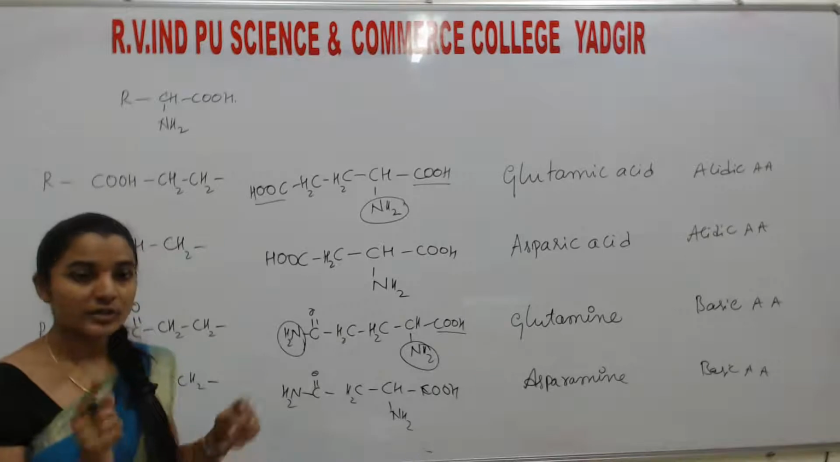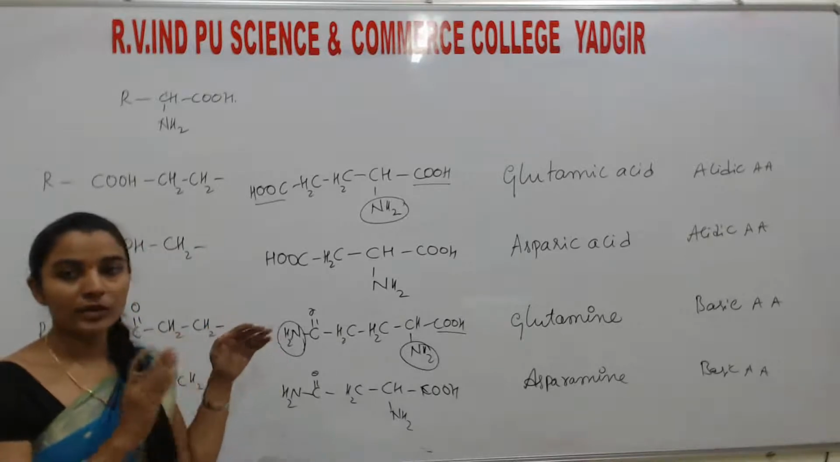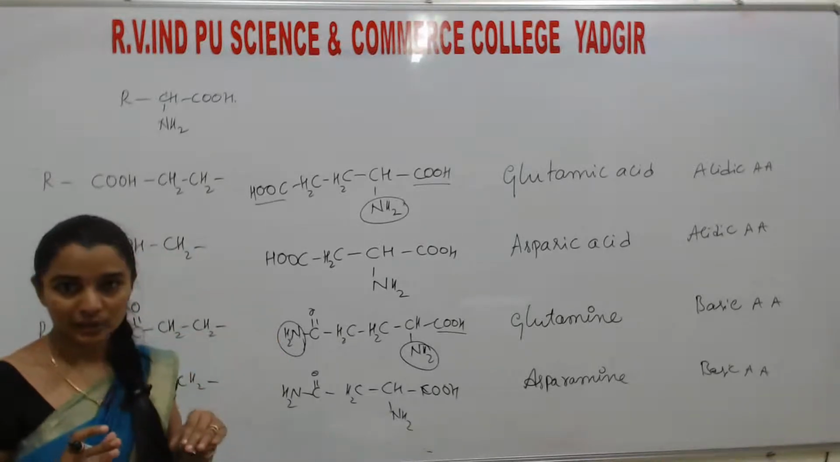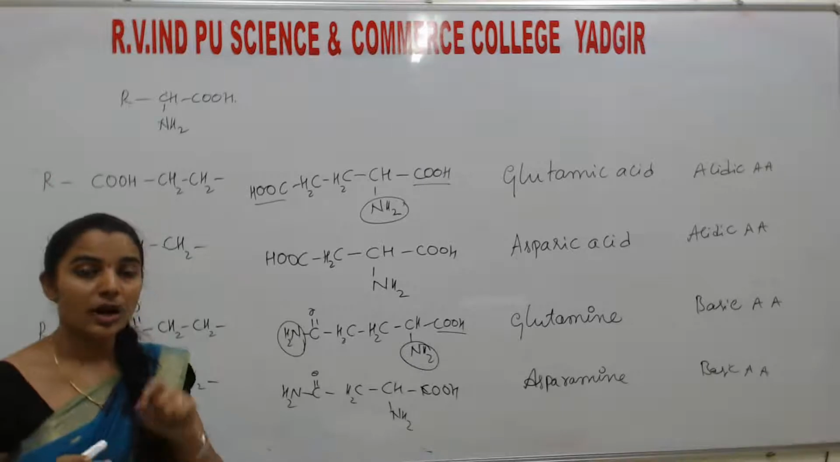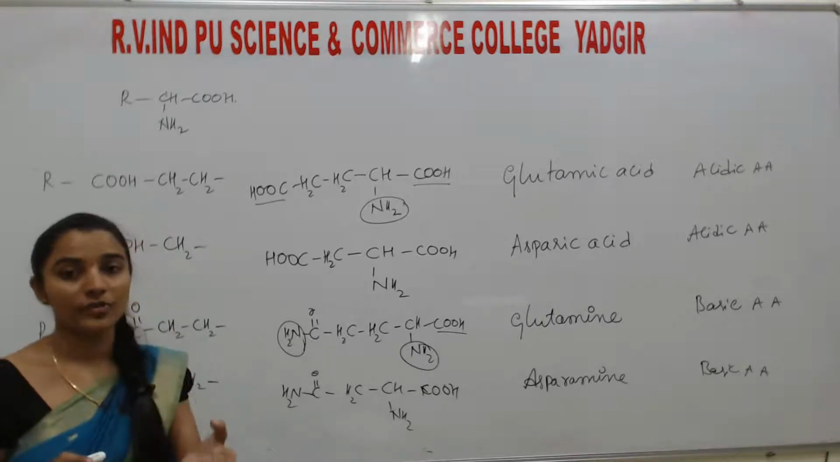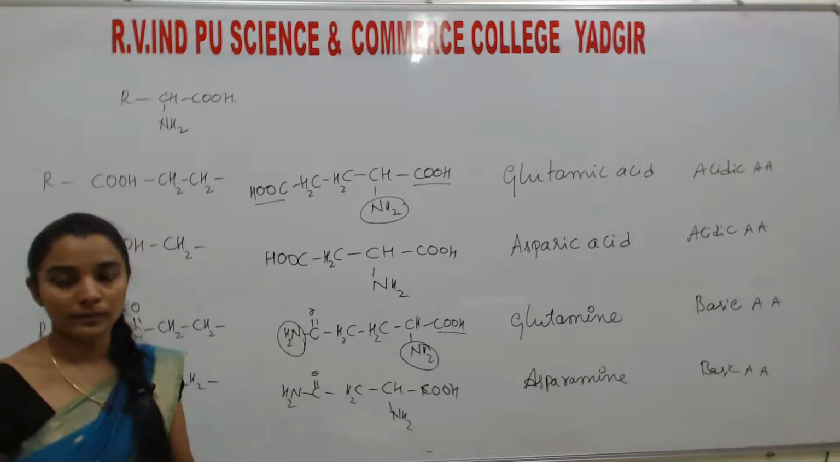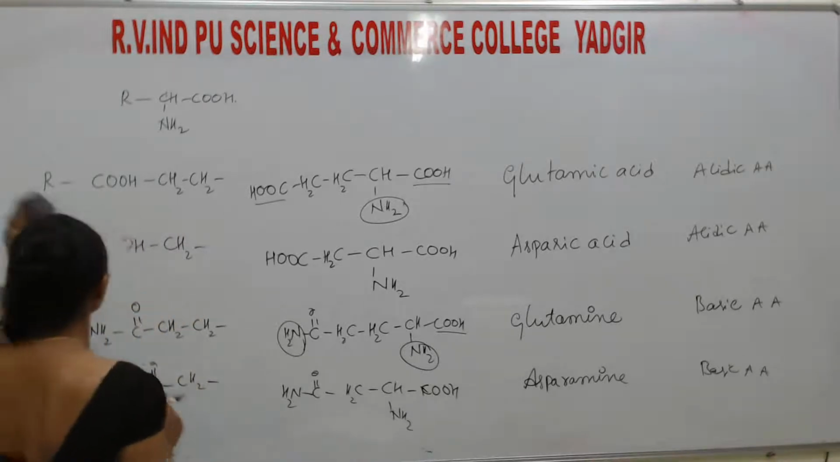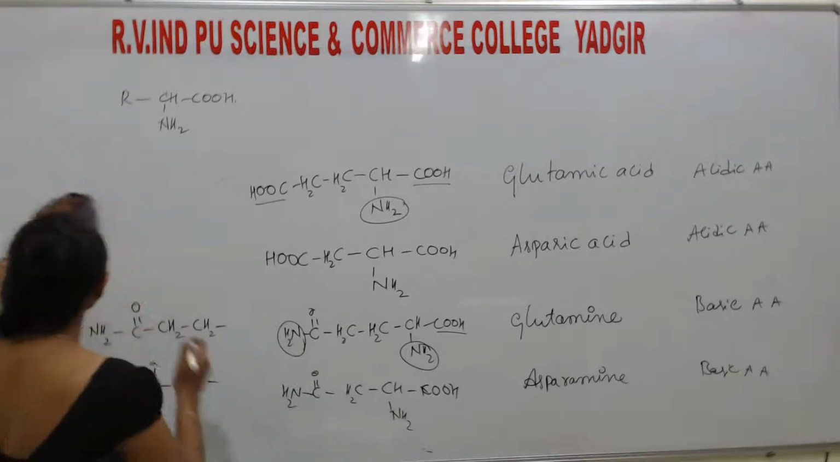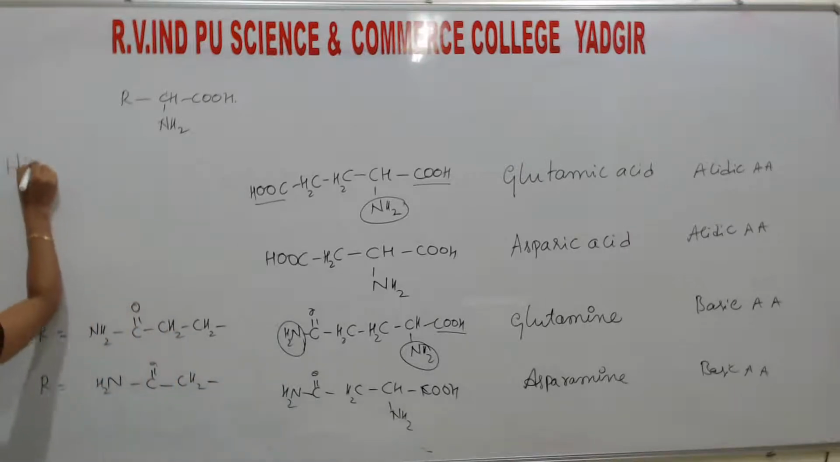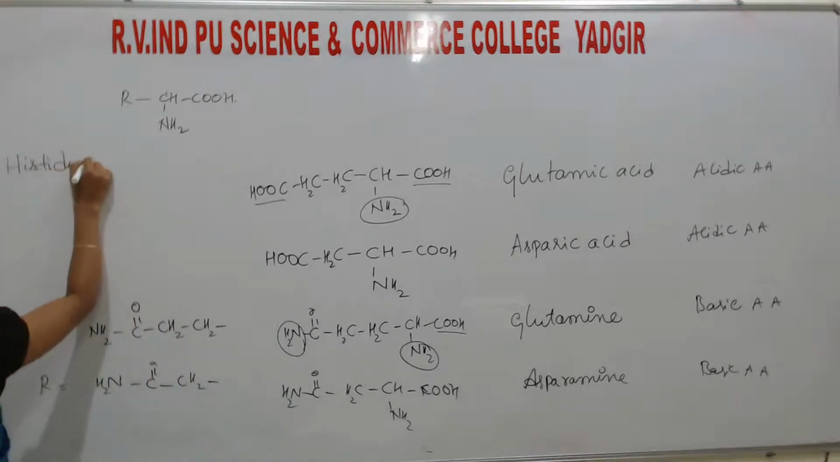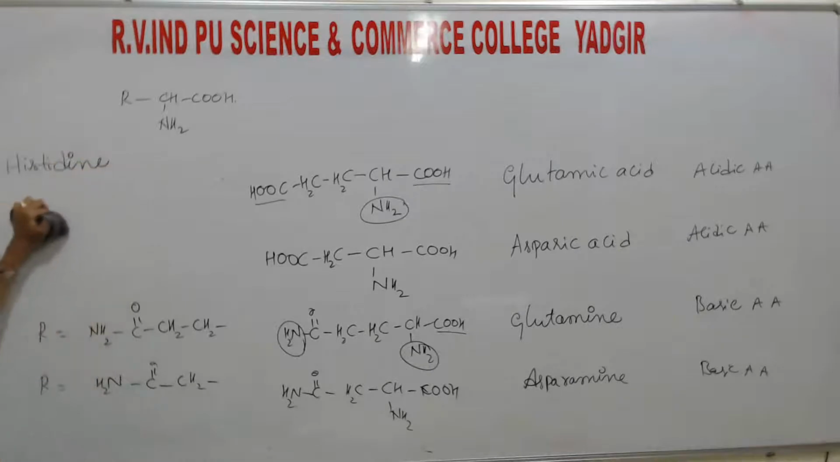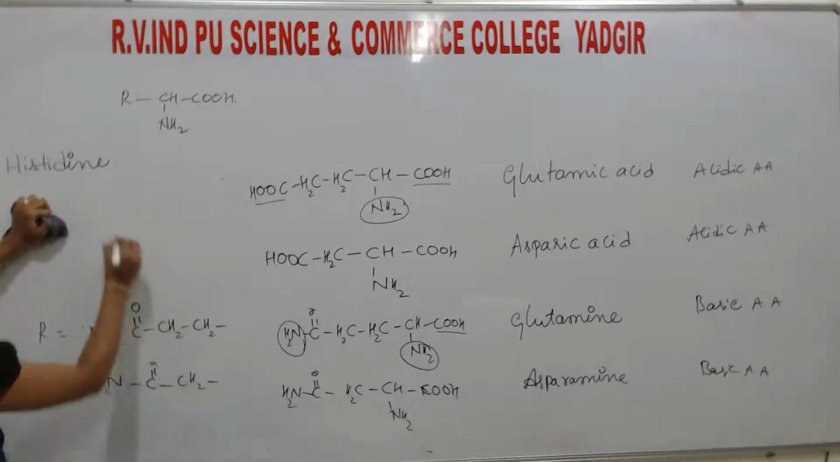Heterocyclic means cyclic, consisting of carbon and its compounds in a cyclic manner. Heterocyclic means at least one atom is different other than carbon. For that only one example is there, that is histidine. It has a different structure and is very important, histidine. What is the structure of histidine?